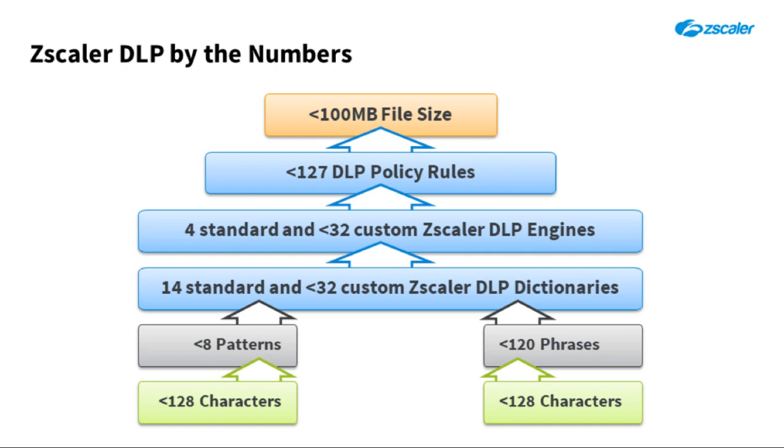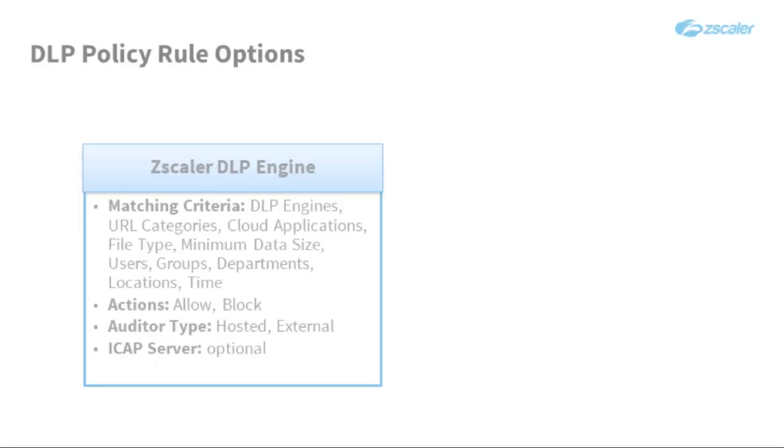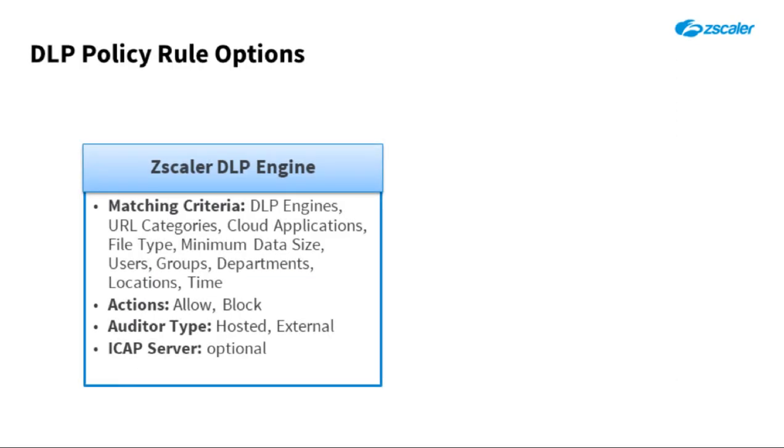One thing to note is that the Zscaler DLP engines can scan files with a maximum size of 100 MB, or for an archived file, the maximum size of an individual decompressed file is 50 MB. There are 2 main DLP policy configuration options: whether to use Zscaler internal engines or external engines.